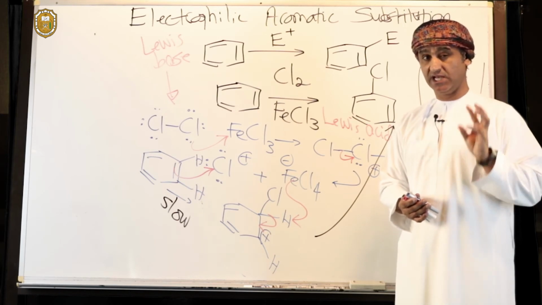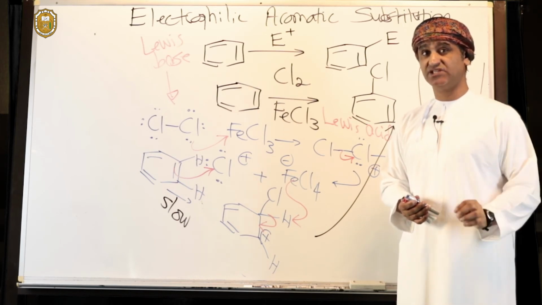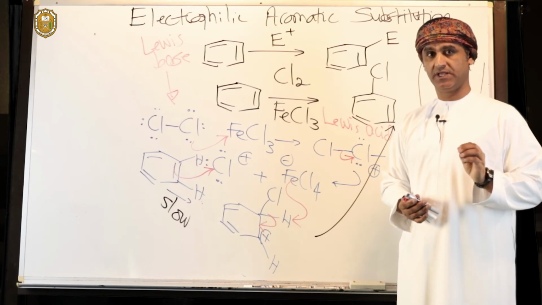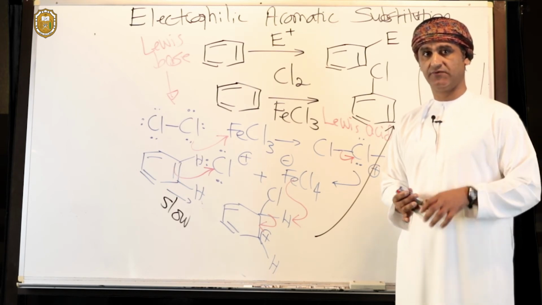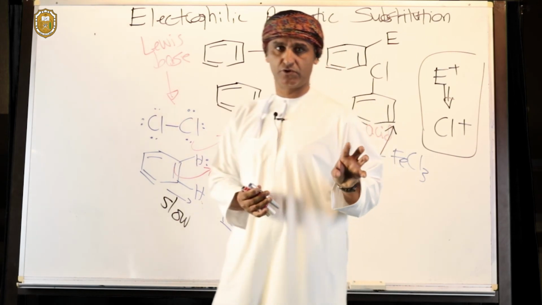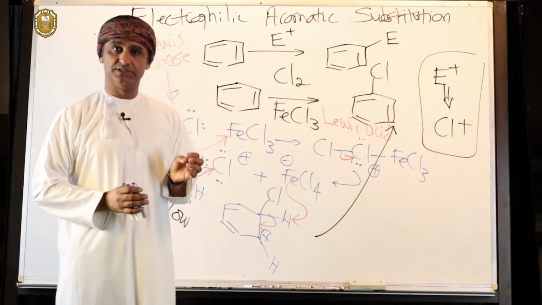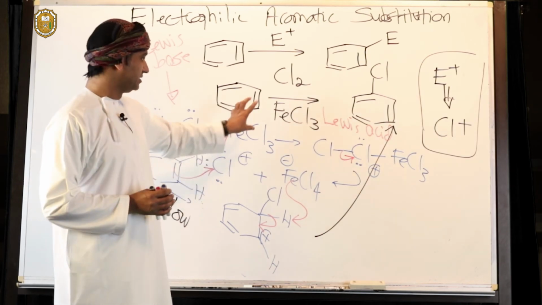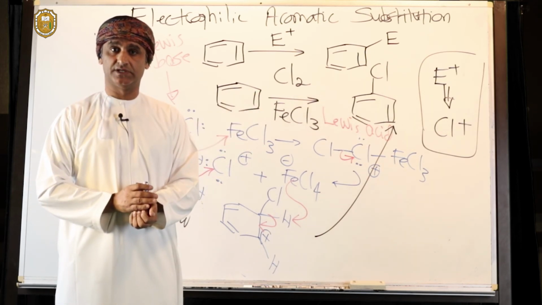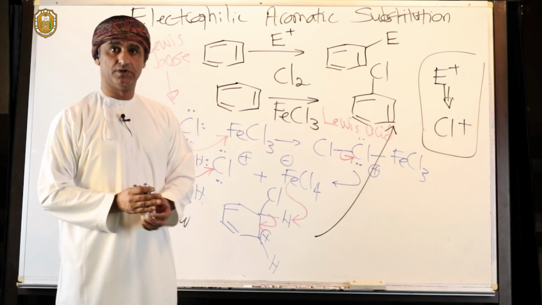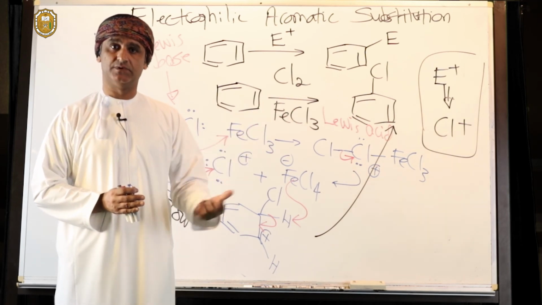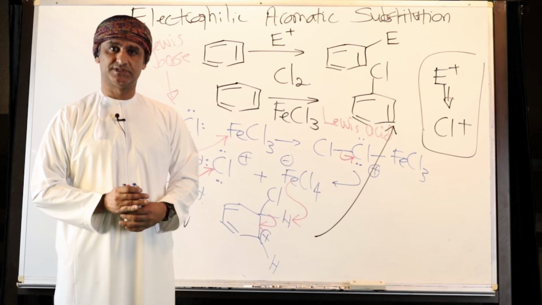So a Lewis acid catalyst is essential again for the halogenation of benzene. For bromination, we use bromine and iron 3 bromide. In the chlorination reaction, chlorine is used in addition to the Lewis acid catalyst, which is iron 3 chloride. The product is chlorobenzene. So this is another example of an electrophilic aromatic substitution reaction.